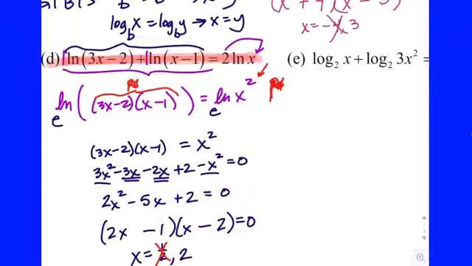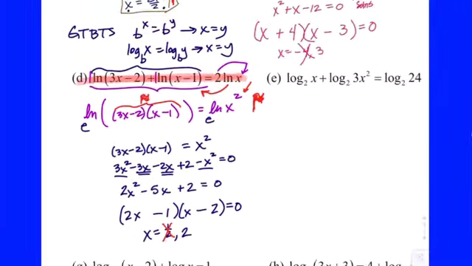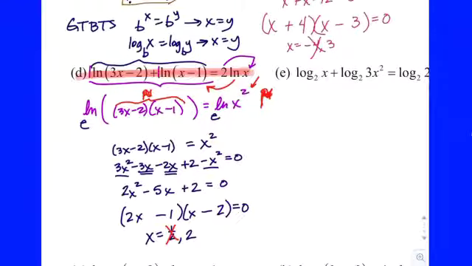Now that's not the only way to do it. You could have brought this 2 ln of x over to the left side, had it equal to 0, and then condensed. It would have worked out the same way. But in general, if you can get 1 log on one side and 1 log on the other, then you can drop the logs if they're the same base. Okay? All right, any questions or comments on that one?